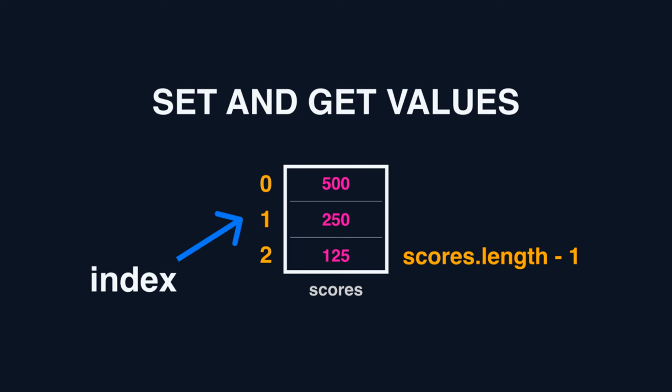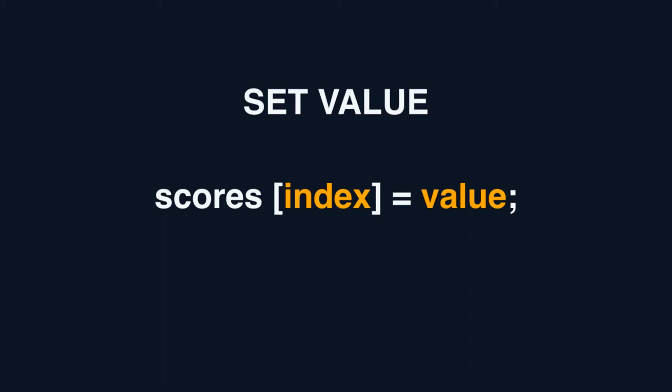Each element has an index. The index of the first element is always 0, and the last one is always equal to the length of the array minus 1. So, to assign a value to one of the elements, you need to call the array, access the element by its index, and assign the value.